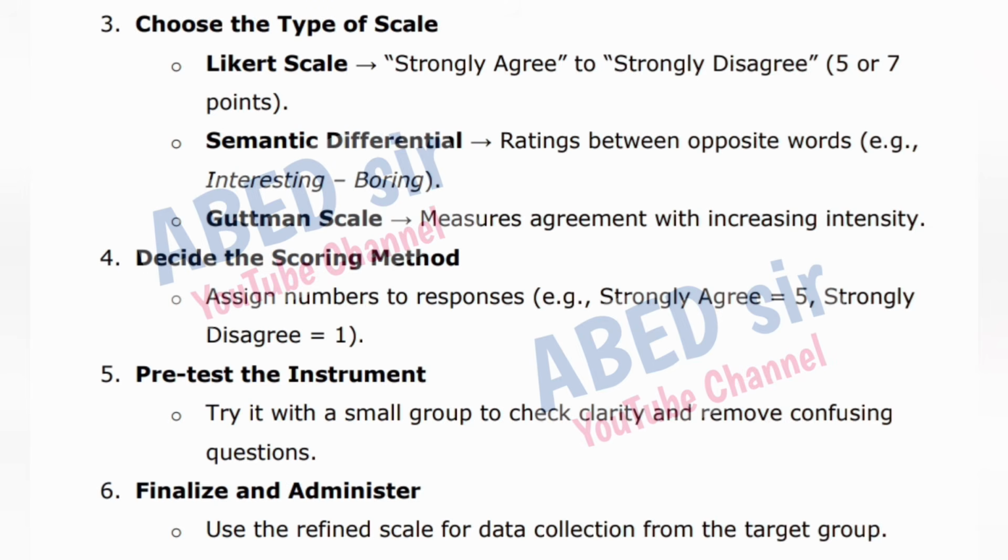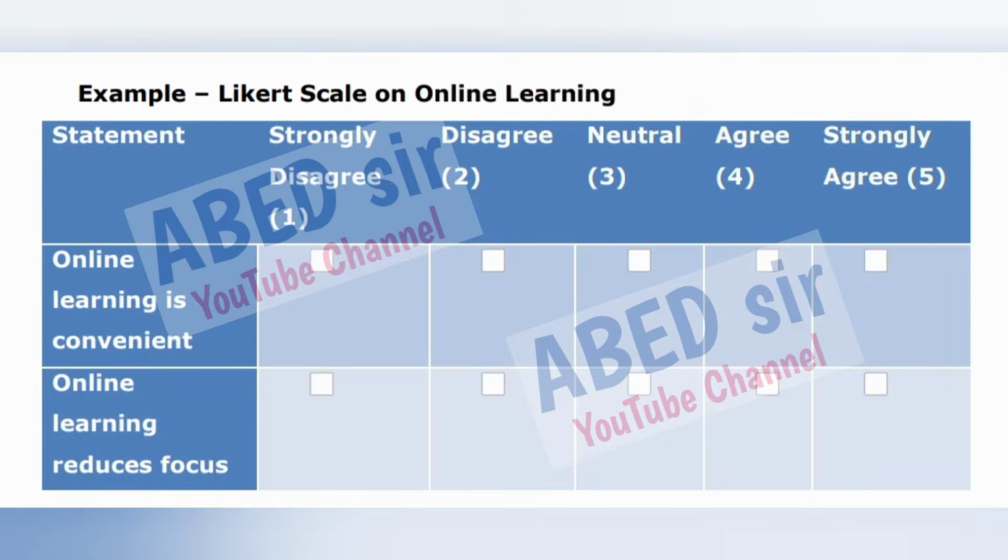5. Pretest the instrument. Try it with a small group to check clarity and remove confusing questions. 6. Finalize and administer. Use the refined scale for data collection from the target group. Example, Likert scale on online learning. Statement: strongly disagree, 1. Disagree, 2. Neutral, 3. Agree, 4. Strongly agree, 5. Online learning is convenient. Online learning reduces focus.